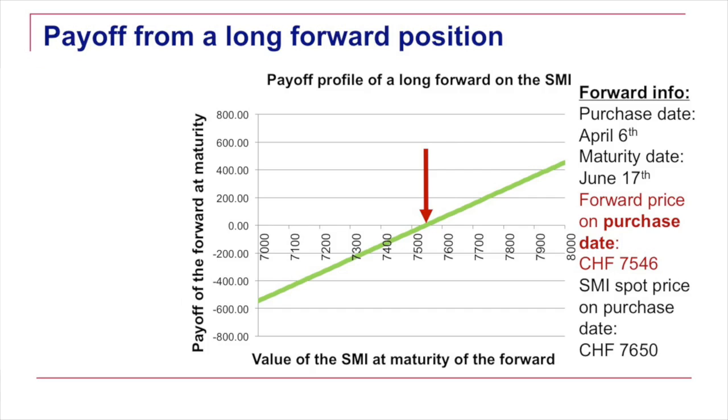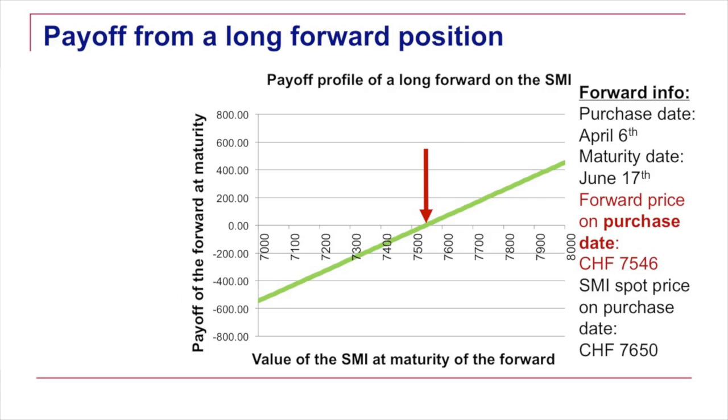when the forward price was quoting at 7,546, and the contract started the 6th of April 2016 and actually expired a little bit more than 2 months later. So what we see is that at maturity, for any given price of the SMI at the maturity date of the forward, which is above the forward price, that is the 7,546, he will make a gain.